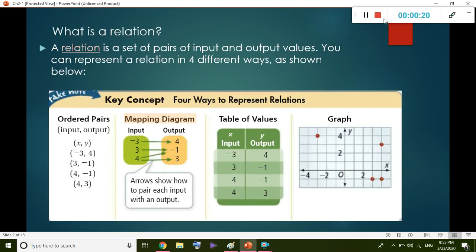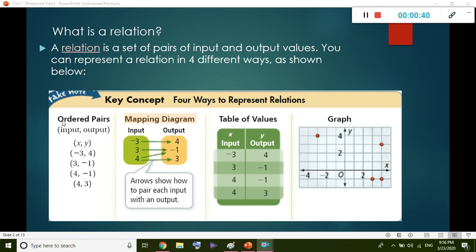Now, what is a relation? A relation is a set of pairs of input and output values. You can represent a relation in 4 different ways as shown below. So again, a relation is a set of pairs of inputs and outputs. We can represent them in different ways.